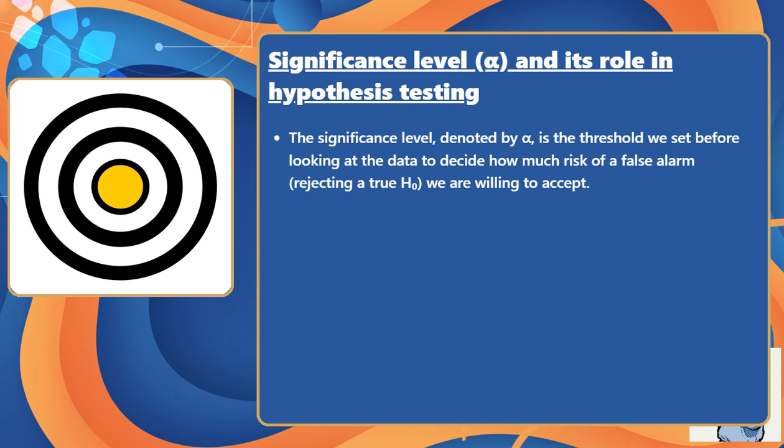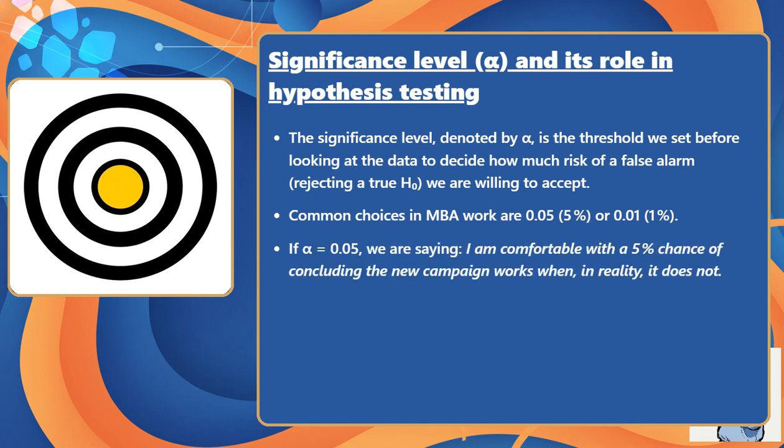The significance level, denoted by alpha, is the threshold we set before looking at the data to decide how much risk of a false alarm, rejecting a true H0, we are willing to accept. Common choices in MBA work are 0.05, 5%, or 0.01, 1%. If alpha equals 0.05, we are saying I am comfortable with a 5% chance of concluding the new campaign works, when in reality it does not.